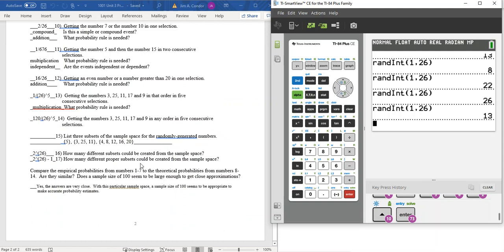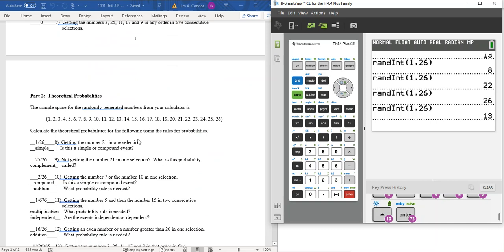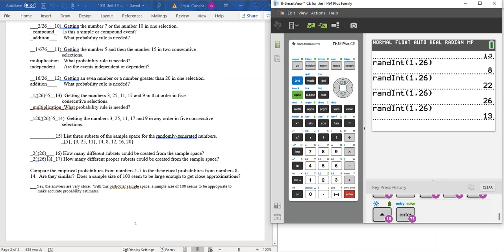How many different subsets could be created from this? Well, there's 26 numbers, so it's 2 to the 26th power. How many proper subsets? There's always one less set in proper subsets. So 2 to the 26th minus 1, the set itself. And yes, the numbers, when you compare them, are going to come up pretty darn close.